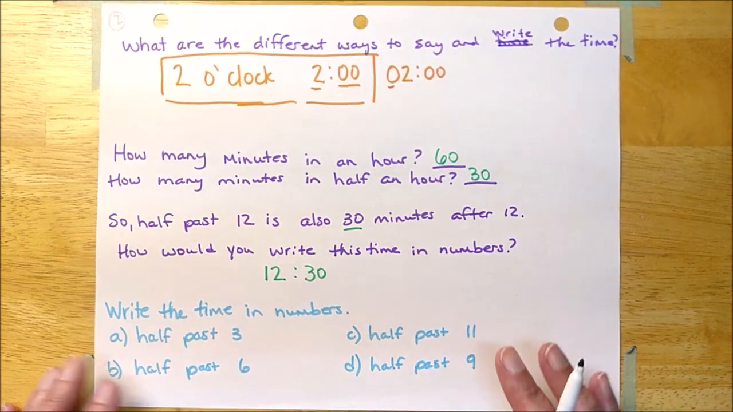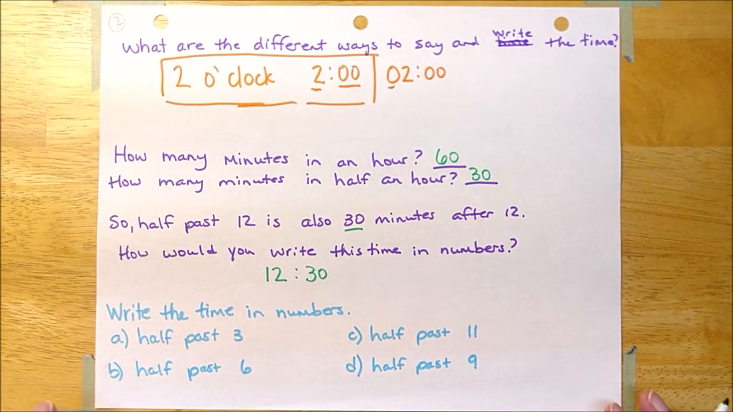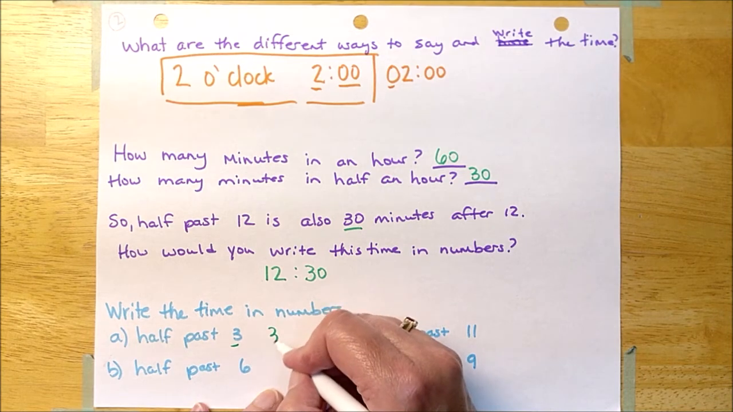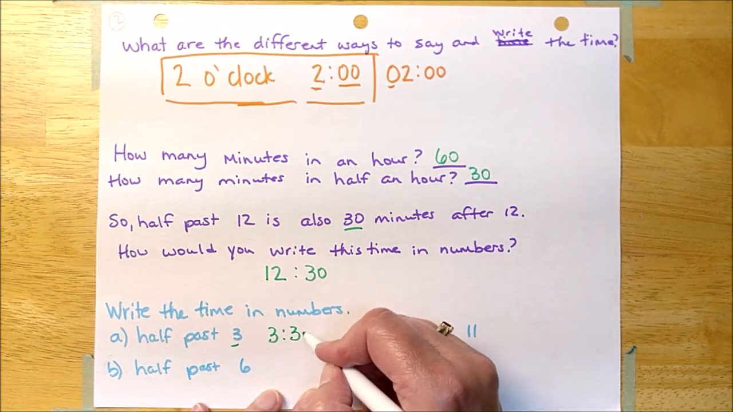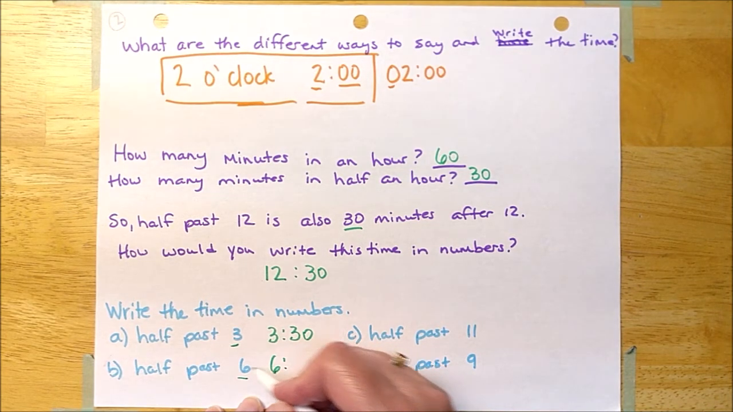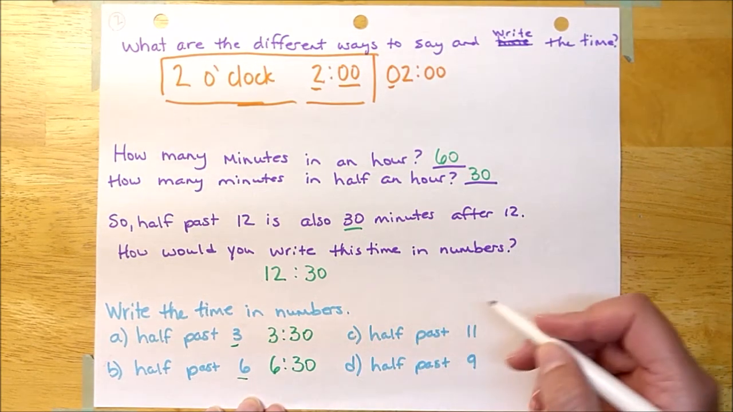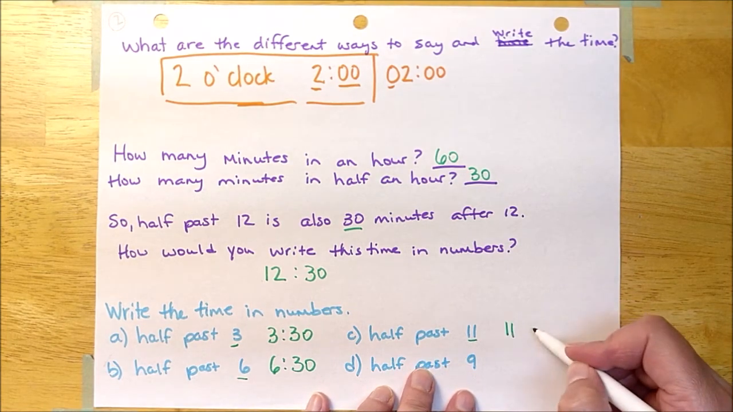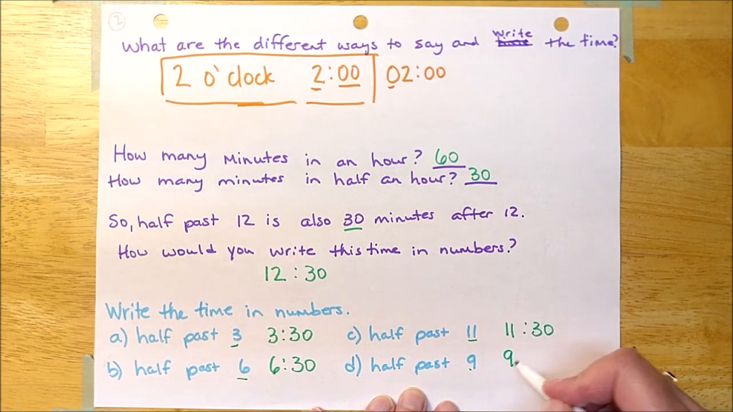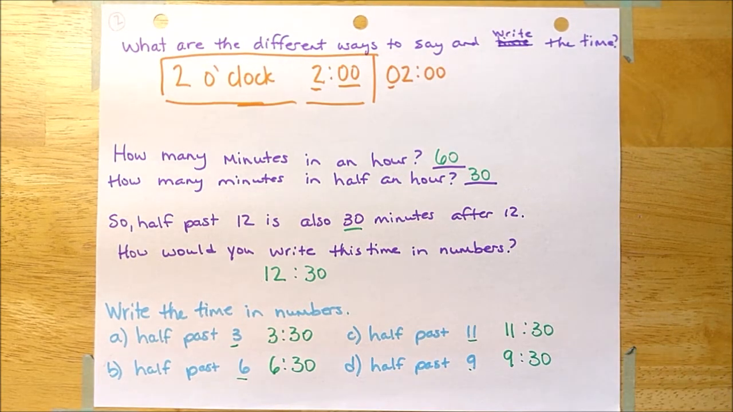So if I had to write these times in numbers, I'm going to ask you to pause and see if you can come up with what it is, and then I will show you what it is. Pause. Okay, you're back. So 3:30, my hour is 3, and it's half, which means it's 30. My hour is 6, so it's 6 o'clock, and it's gone half, so it's 6:30. My hour is 11, and it's half, which makes it 30. My 9, and it's half, which makes it 30.